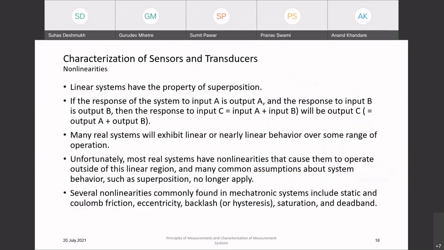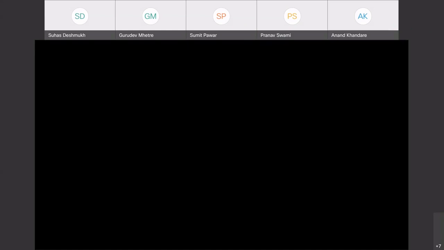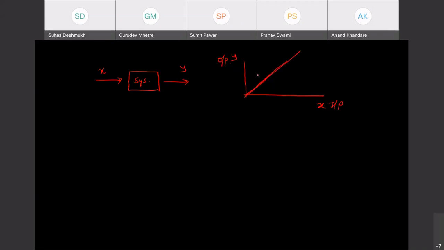Another one, non-linearity. Very important stuff. Non-linear systems and linear systems. When I look at a linear system, I have a system, and I give an input X and get an output Y. When I plot these two, X as input and Y as output from the system, my behavior will be a certain straight line. Maybe this straight line is offset like this.